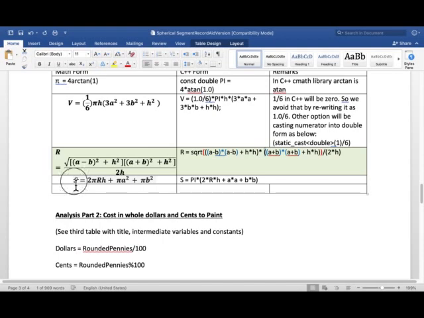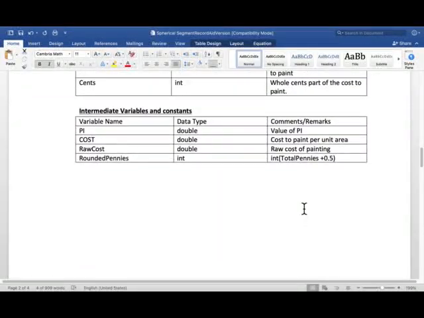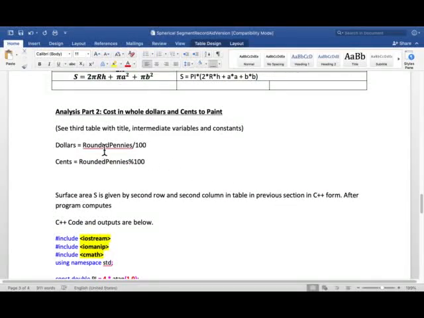Okay. Surface area is pretty straightforward, but you can see the pi is common in all three terms. So I took that common out. And then we have 2 into r into h. So we have that. And then since I took pi out, I have a square, so that's a into a. And then I have b squared, that's b into b. Okay. Now, once I found cost in rounded pennies, okay, I should say in pennies. And I rounded it by adding 0.5, casting to int. Then my dollars are given by rounded penny divided by 100, and cents are given by rounded penny modulus with 100.